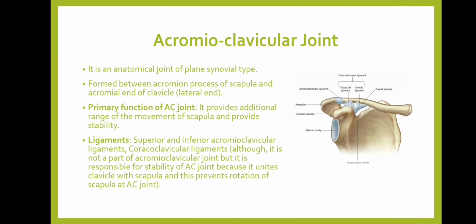Ligaments are superior and inferior acromio-clavicular ligaments. They are present superiorly and inferiorly. Second, Coraco-clavicular ligament. Though it is not a part of AC joint, it is responsible for its stability because it unites clavicle with scapula and also prevents rotation of scapula at AC joint.